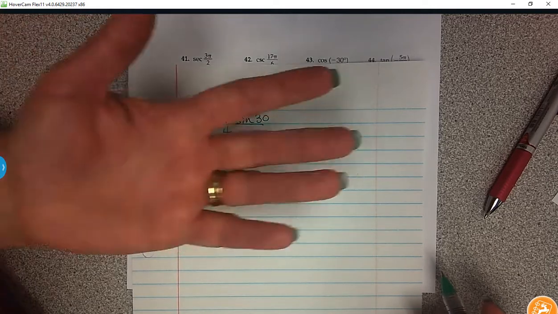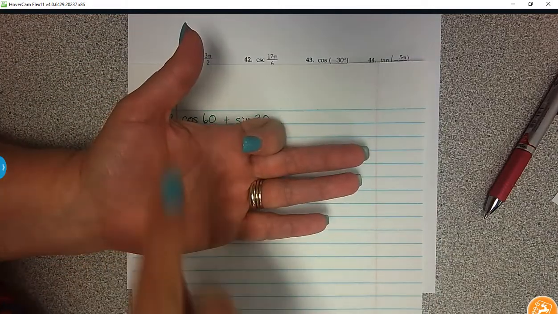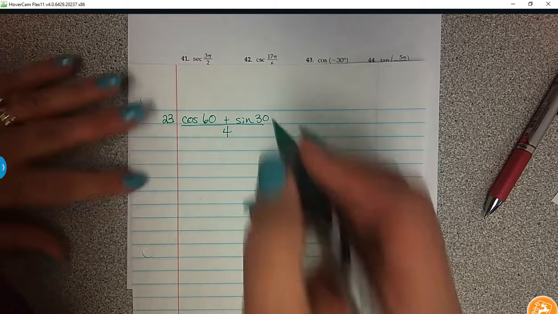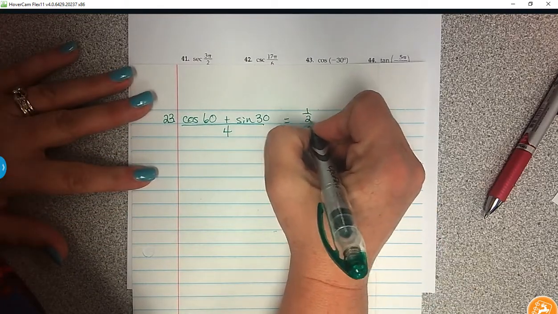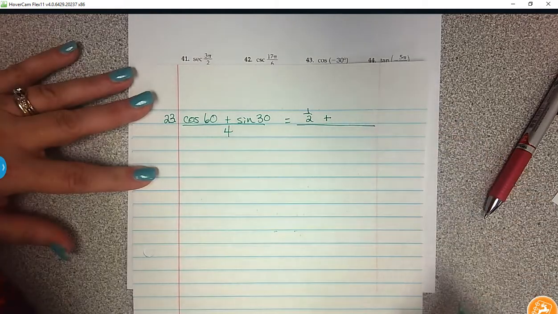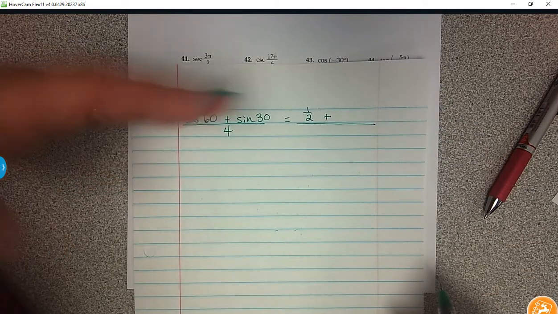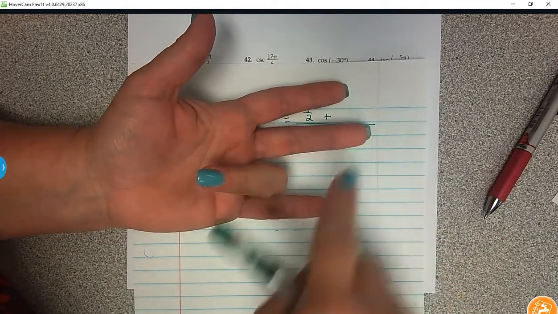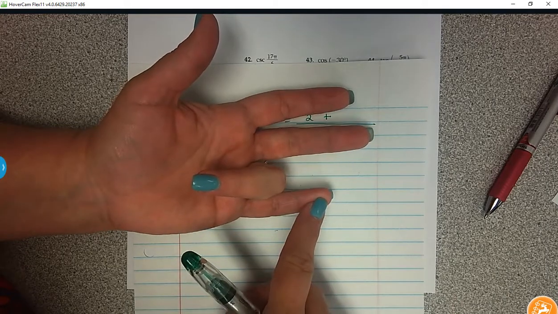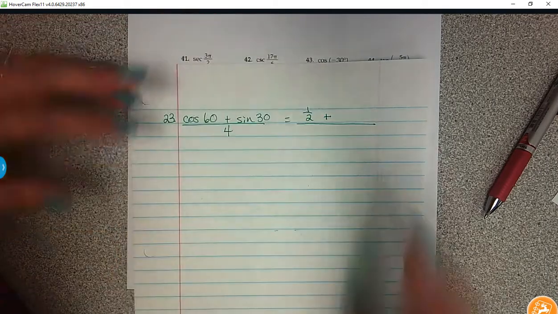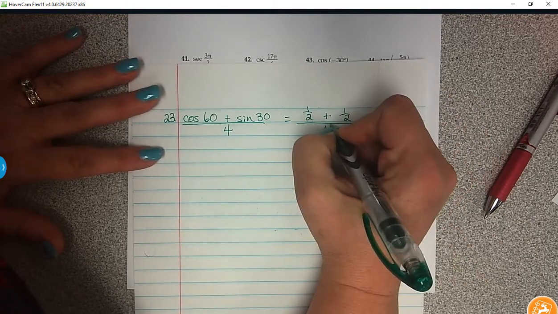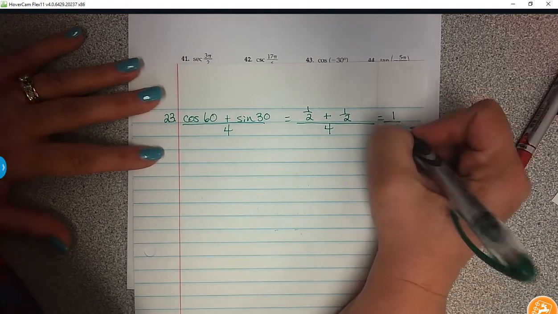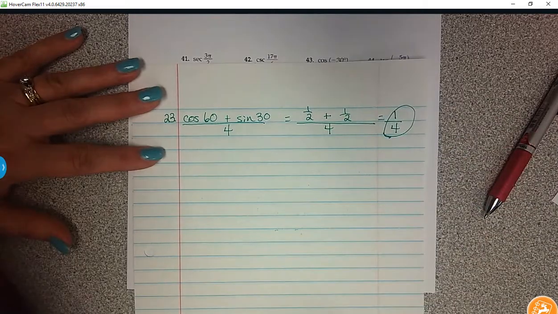For the cosine of 60 degrees, cosine is above here, so that's the square root of 1, which is 1 over 2. So the cosine of 60 is 1/2. Now I have to find the sine of 30 degrees. So back here, this is 30 degrees. Your cosine is above, your sine is underneath. So the square root of 1 is 1 over 2, gives me 1/2. I've got my 4 on the bottom. And now just simplify. 1/2 plus 1/2 is 1 over 4, and that's your answer.